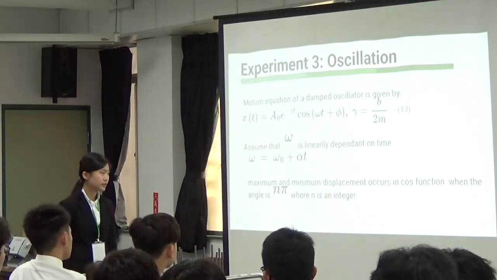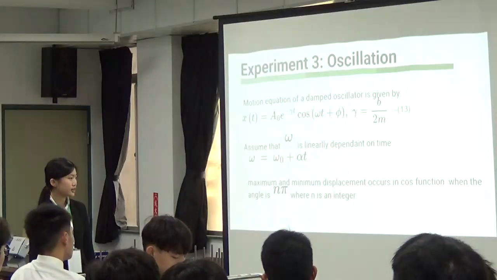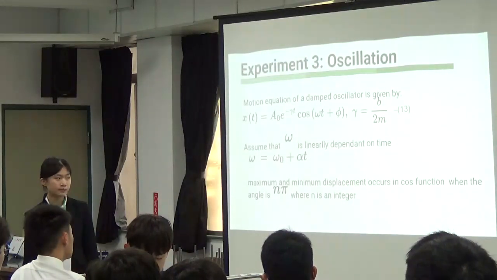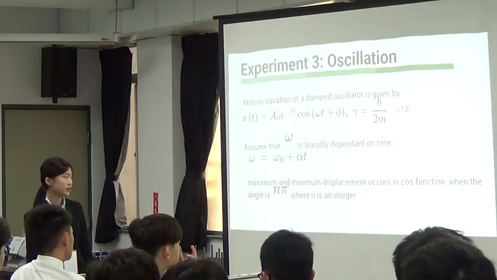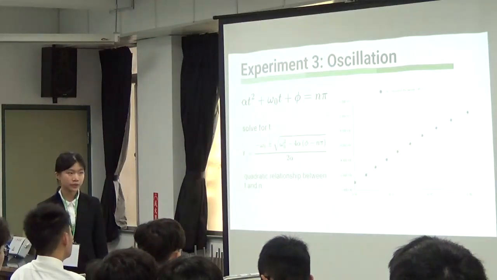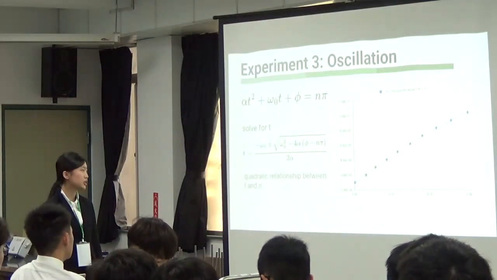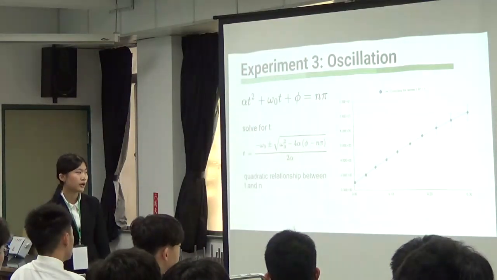So to verify that, we first find the maximum and minimum displacement. The maximum and minimum displacement occurs in the cosine function, where the angle is an integer multiple of pi. And by solving the equation, we can observe that the relationship between t and n is quadratic, and it is consistent with our experiment result.